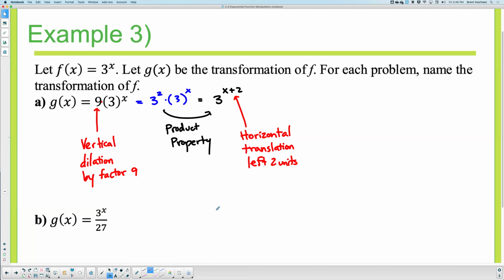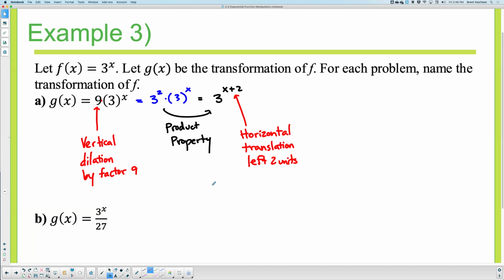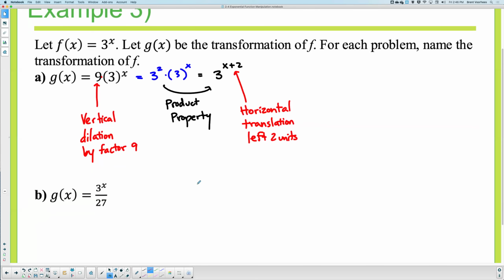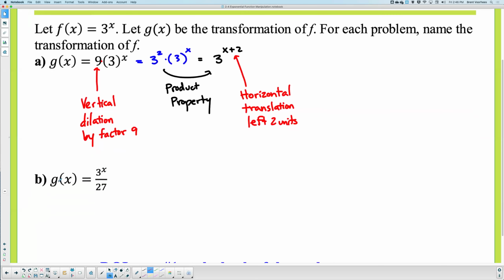All right. Let's reload and try again. Part B. What transformation has occurred this time? When you compare f of x to g of x, the new g of x is being divided by 27. Now, is that division of 27 only dividing the x, or is it dividing the whole equation, meaning the y's? It's dividing everything. So if it's dividing the y's, is it vertical or horizontal? That's a vertical.